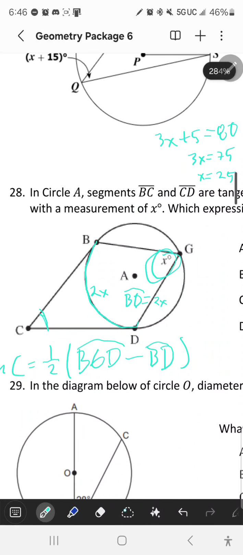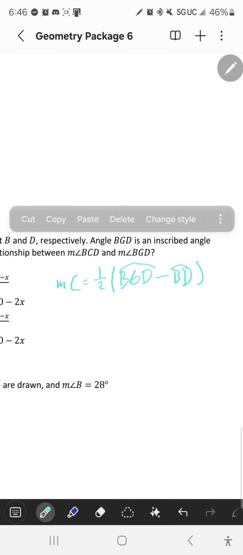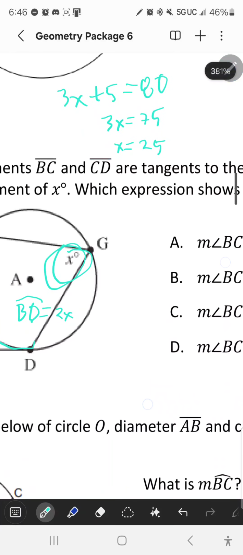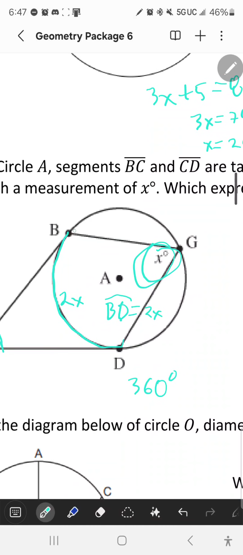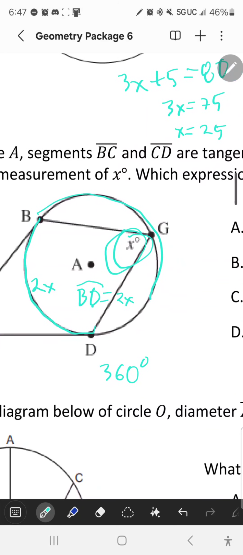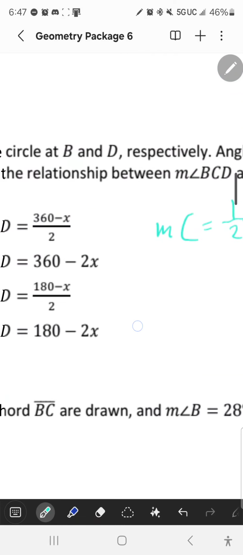You should know that the measure of the whole circle is 360 degrees. So if I want to know the big arc, and I know the measure of the small one, I can say that the big one, BGD, is equal to the whole circle minus the small one. So BGD is just equal to 360 degrees minus 2x. That's what we have.